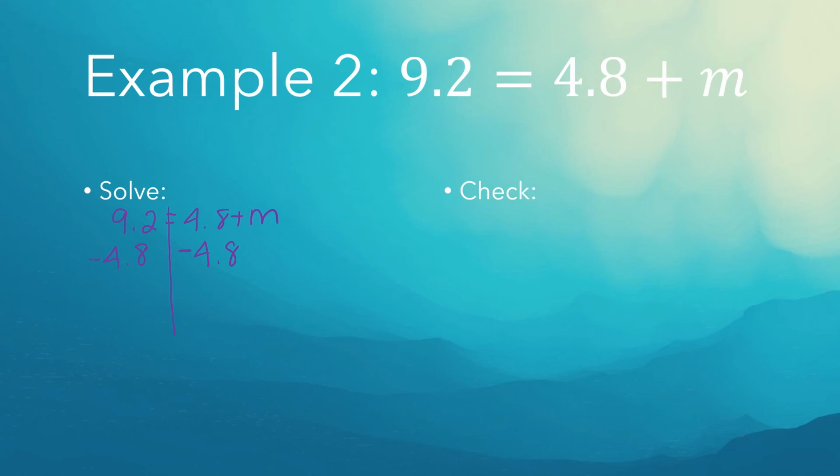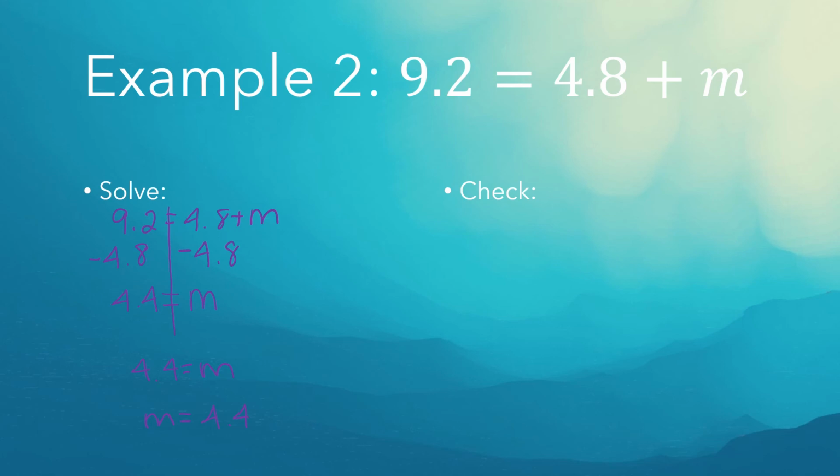We can simplify the left-hand side by taking 9.2 and subtracting 4.8 to get 4.4. Then we can go ahead and simplify the right-hand side. We have 4.8 minus 4.8, that's going to get us 0, so m is going to be left by itself on the right-hand side. Now that the variable is by itself, we have finished solving the equation. So we have 4.4 equals m, and if you want to, you can rewrite it as m equals 4.4.